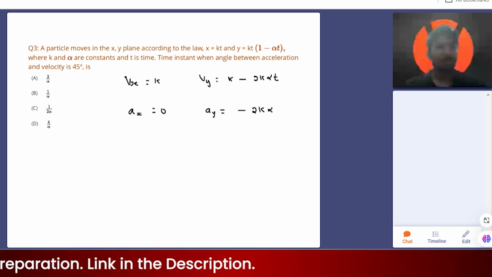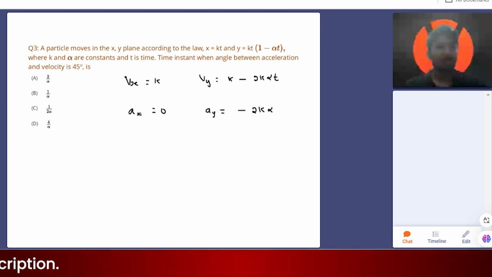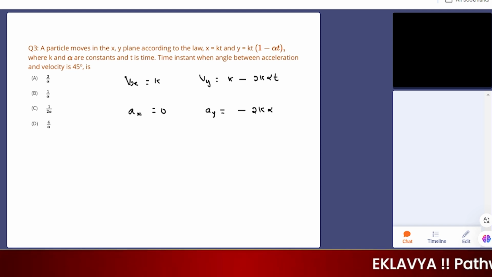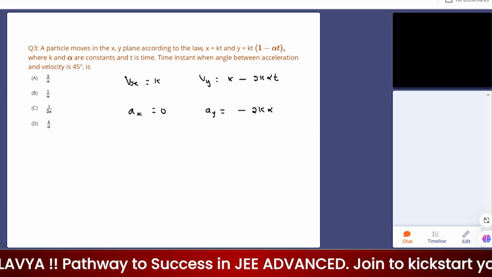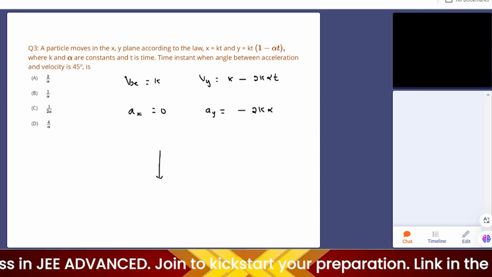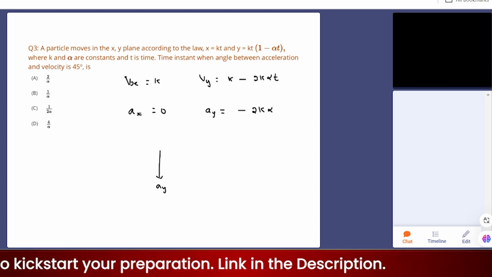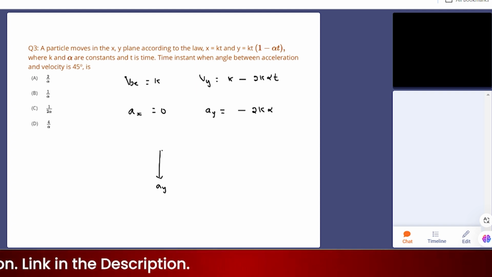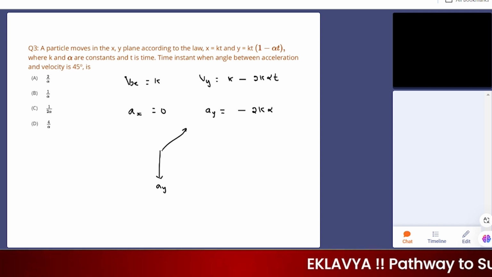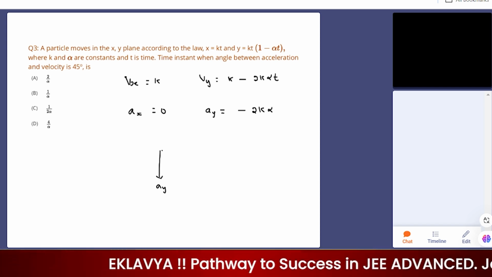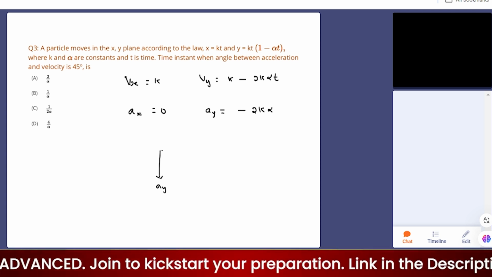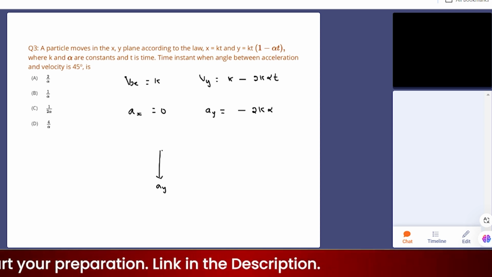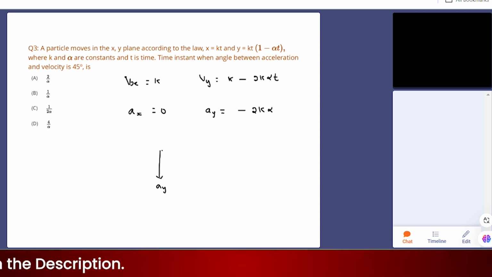Now the point here is that the velocity vector and the acceleration vector must be at an angle of 45 degrees. So the net acceleration vector, you can observe, is along the negative y direction like this, and the velocity vector is at a 45 degree angle. Okay, the only possibility for these two things to be at 45 degrees is when the y component of the velocity vector and the x component of the velocity vector are equal.